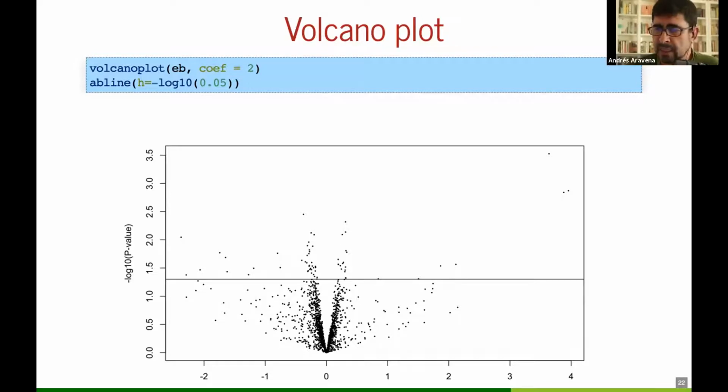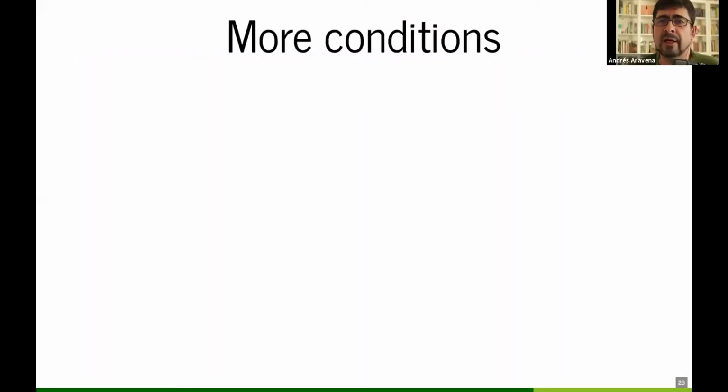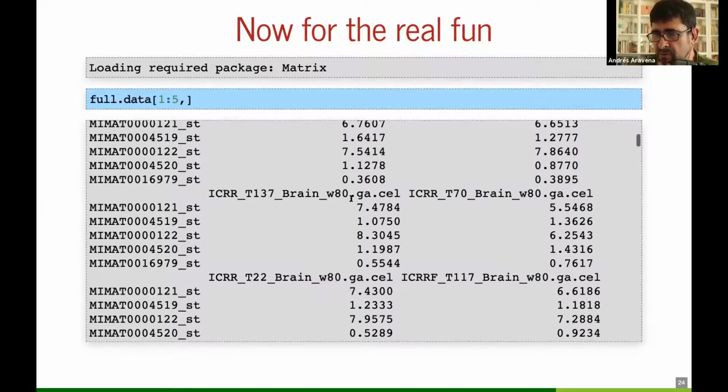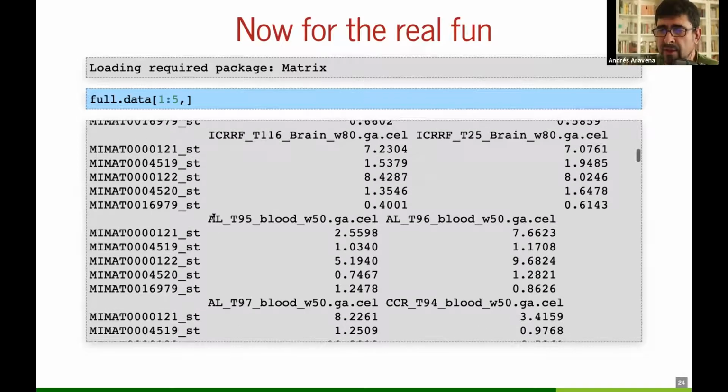Then the second thing was, I said let's add more conditions. And let me see. Here I will show you this. I have not seen how it works. So now, with some effort, we got all the data, and you see here we have something similar, but here we see all the tissues and all the times. We have brain, week 80. We have calorie restriction, and after this you have ad libitum blood, week 50, and all the things.